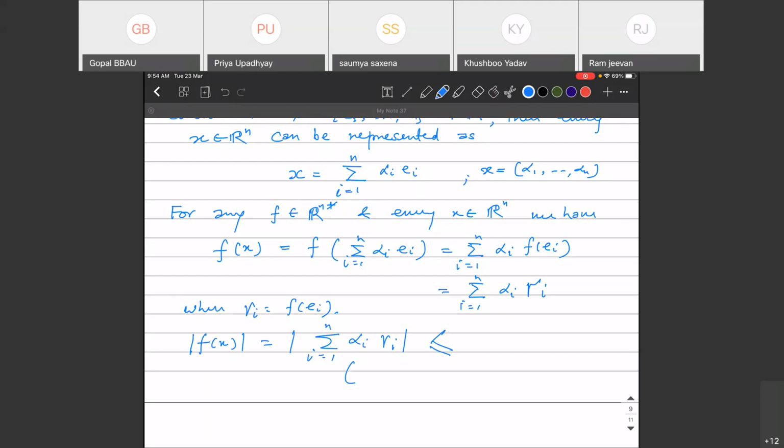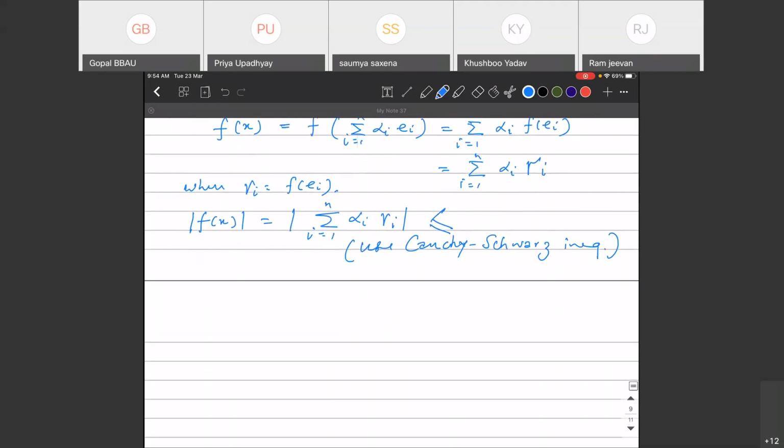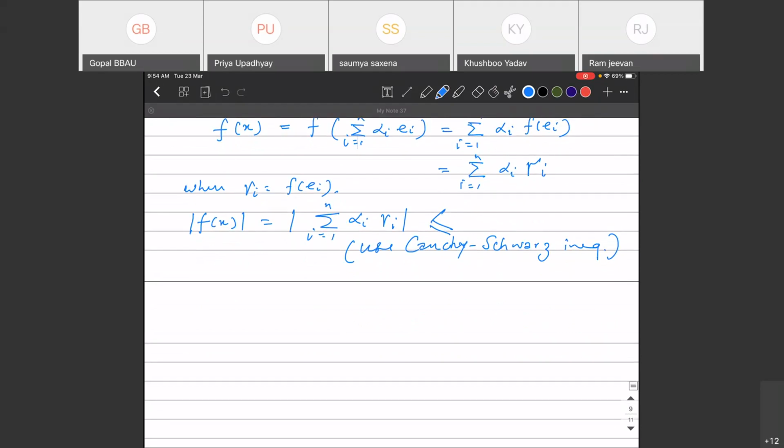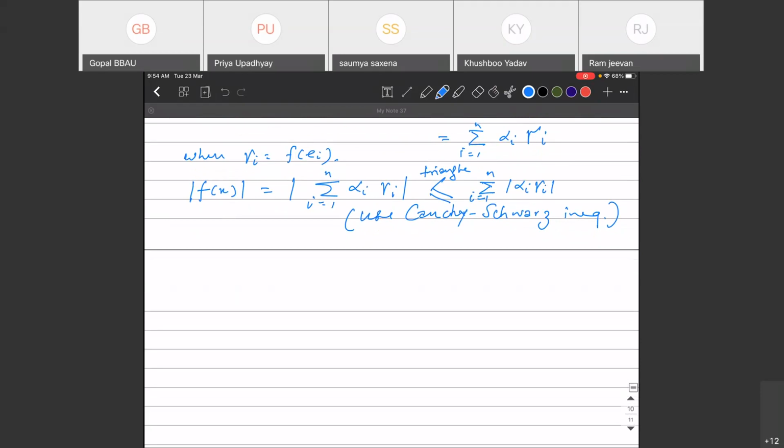Use the Cauchy-Schwarz inequality here. So first, this part is easy. Here we only use the triangle inequality. Okay, now use Cauchy-Schwarz. So this is less than or equal to summation i equal to 1 to n, alpha_i squared to the power half.